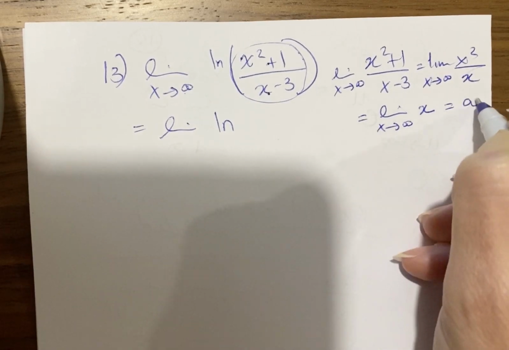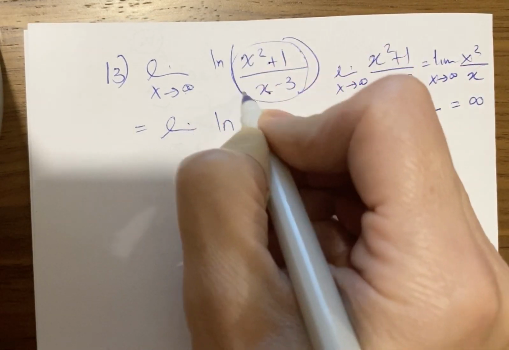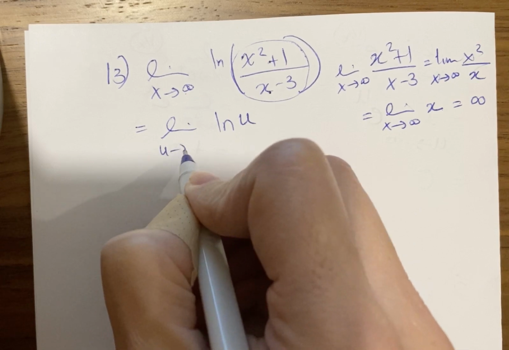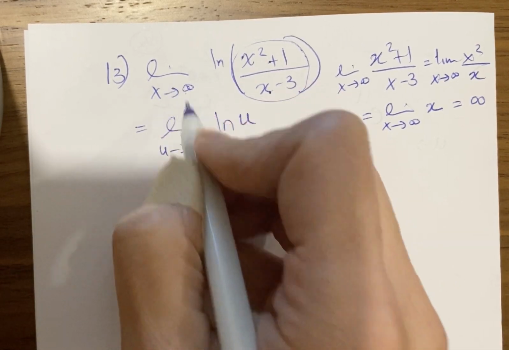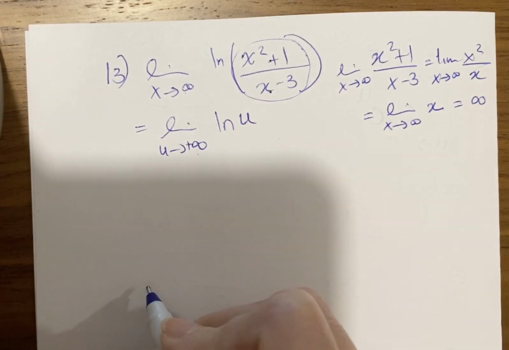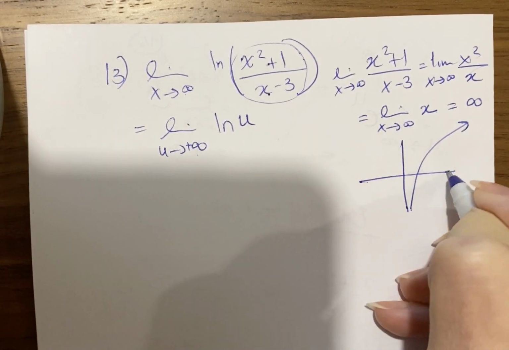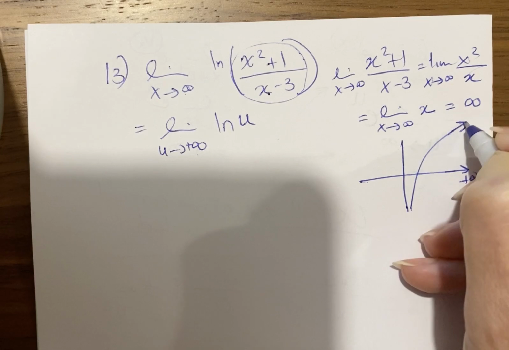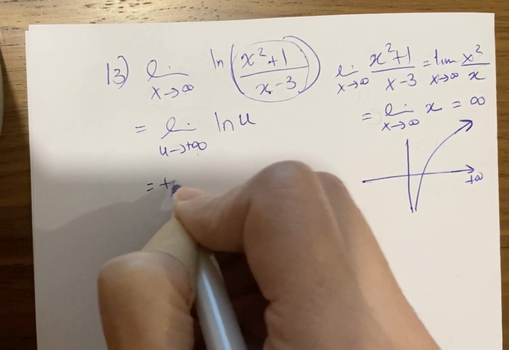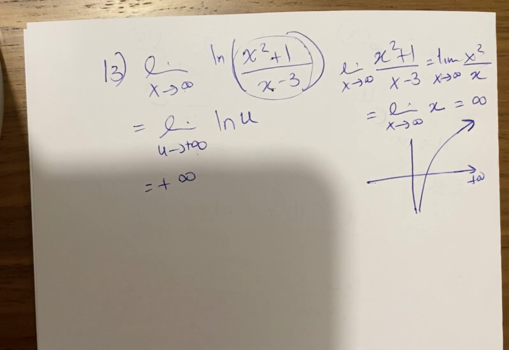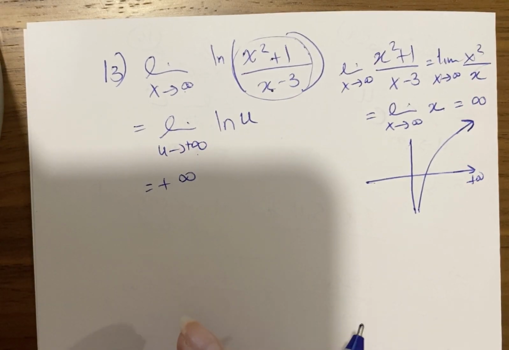What's the limit of x at infinity? It's infinity. So all of this, if I call it u, what is u heading to when x approaches infinity? It heads also to plus infinity. Now ln u looks like this. When u goes to plus infinity, what does ln u go to? It goes to plus infinity as well. So we do it one layer at a time in order to be able to finish.